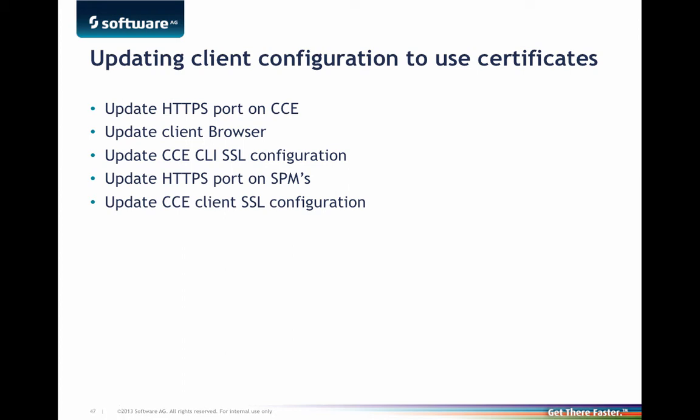That includes updating HTTPS port on Command Central, updating browser certificates list, setting up the command line tool SSL configuration, and performing the same HTTPS configuration of the port on all SPMs, as well as updating SSL configuration for the client running within Command Central server. So let's go through all those steps one by one.